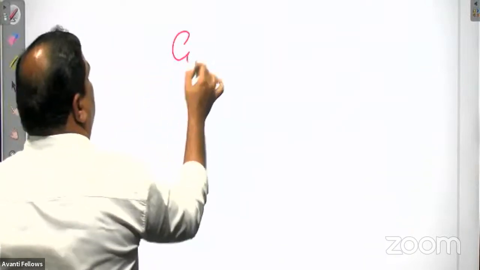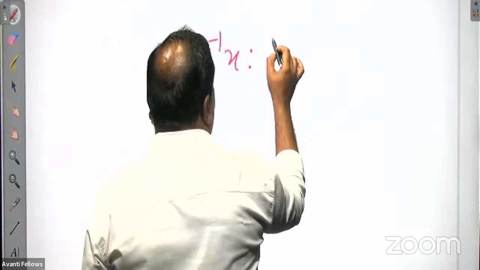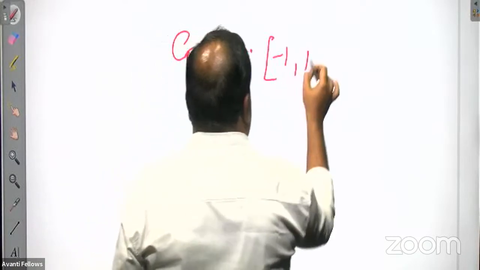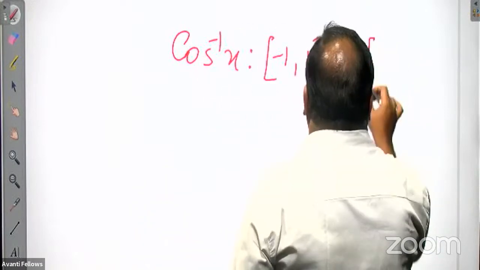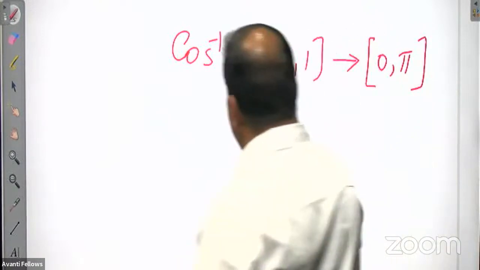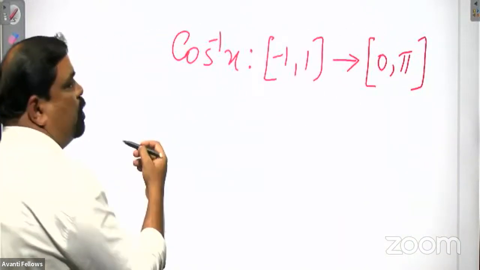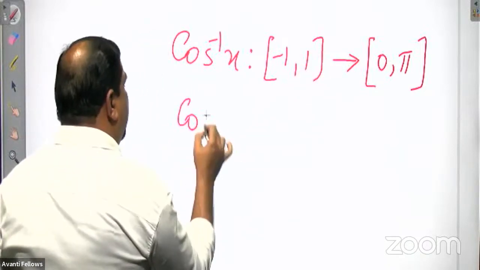So what is the conclusion? Cos inverse x is a function from the interval minus 1 to plus 1 to the closed interval 0 to pi. So 0 to pi is called the principal value branch of cos inverse. Okay. So in particular, some values.